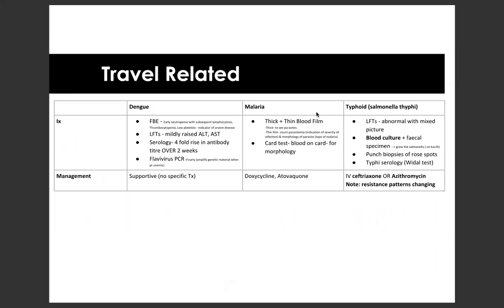And then investigation. For malaria, I think that would be the most important condition to know of. So the investigation of choice is thick and thin blood film. You need both blood films, important to mention both. Thick is to see the parasites, and thin is to actually look at the morphology of the parasite, because there are different types of malaria.